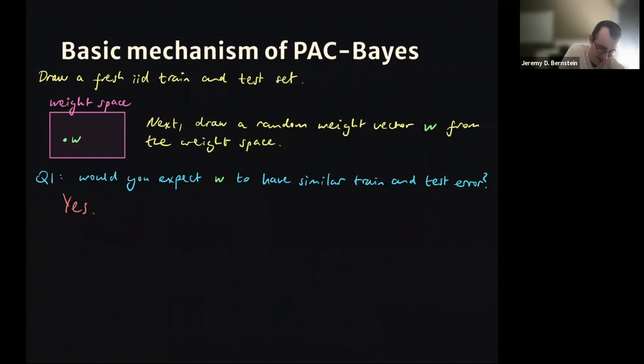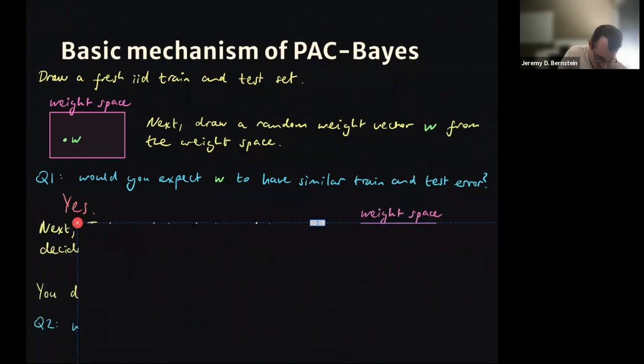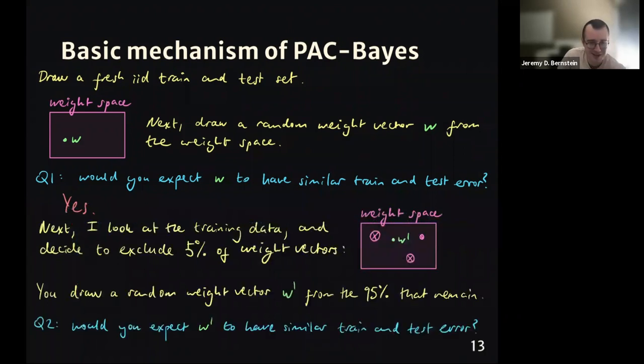But okay, let me just give you the rest of this. It was supposed to be Socratic method, but it has not worked super well. The next thought experiment is I'm an adversary and I look at the training data and I decide that I'm going to exclude 5% of the weight vectors.